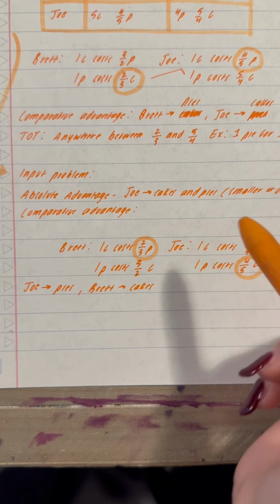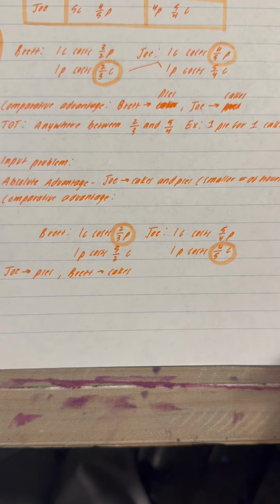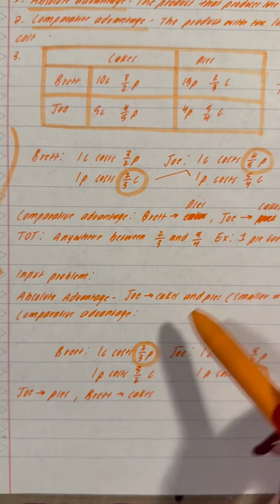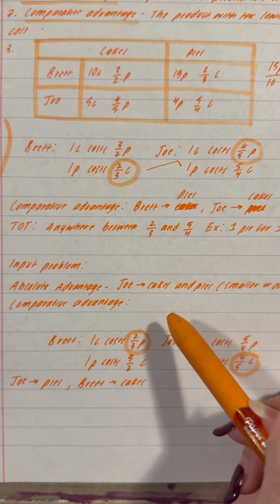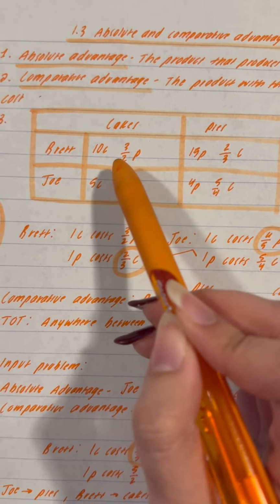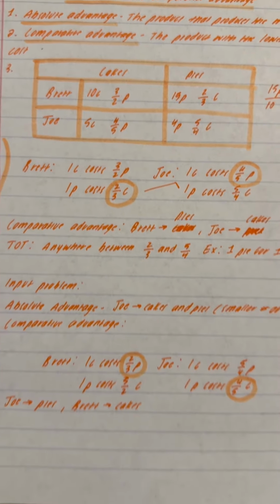So if this were to be an input problem, which is looking at the number of hours it took to produce a certain item, we would now be looking at the smallest number. So in this case, Joe would have the absolute advantage for both cakes and pies because 5 hours compared to 10 hours is less, and 4 hours compared to 15 hours is a lot less.